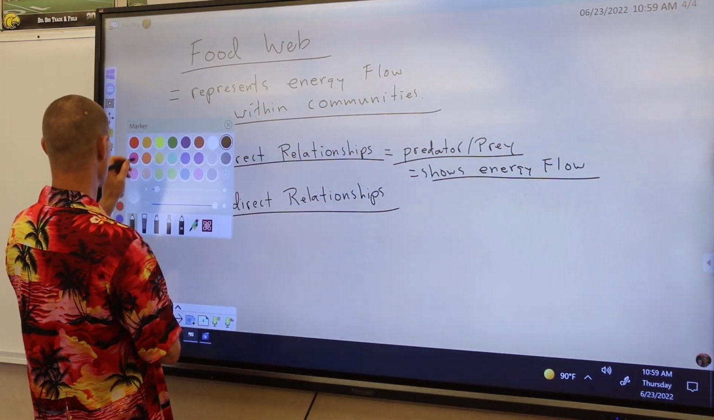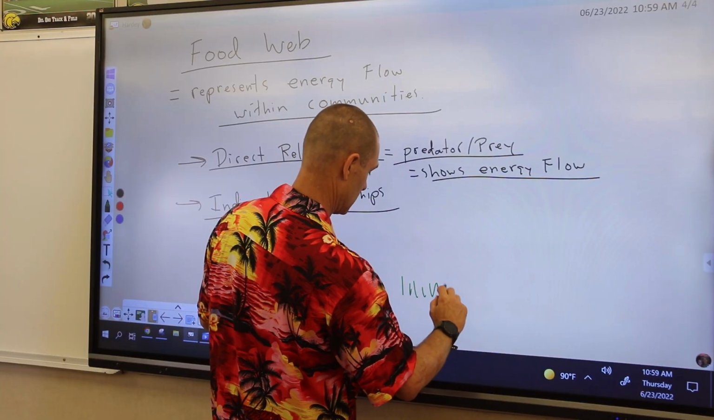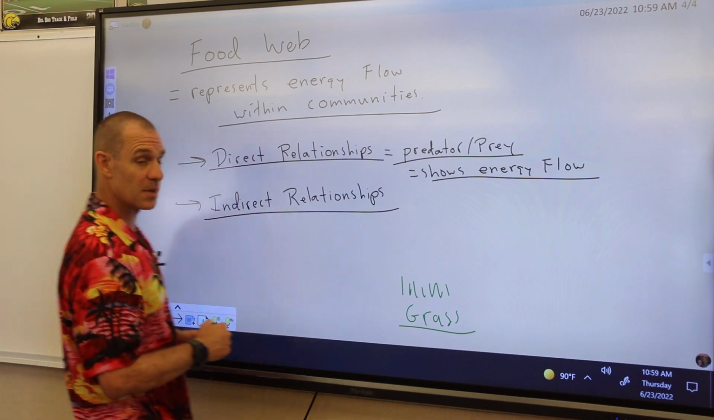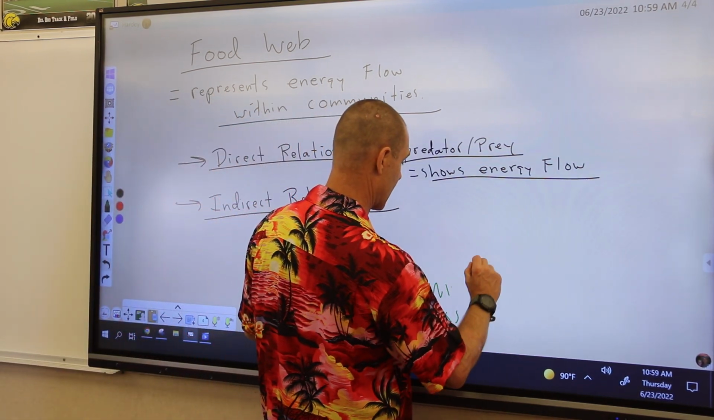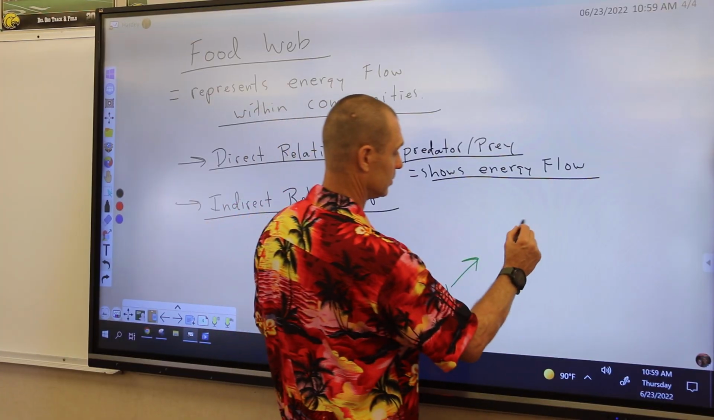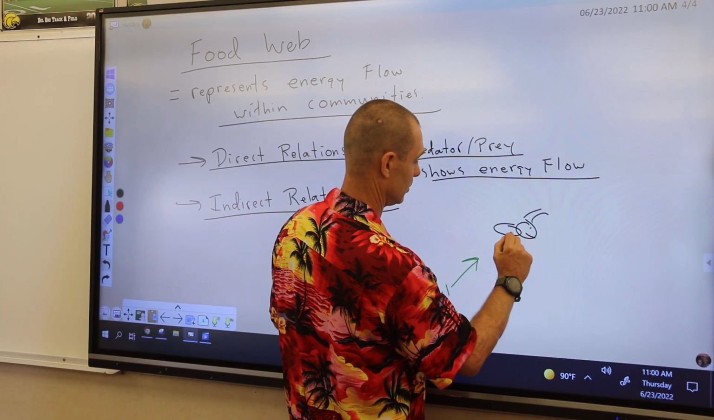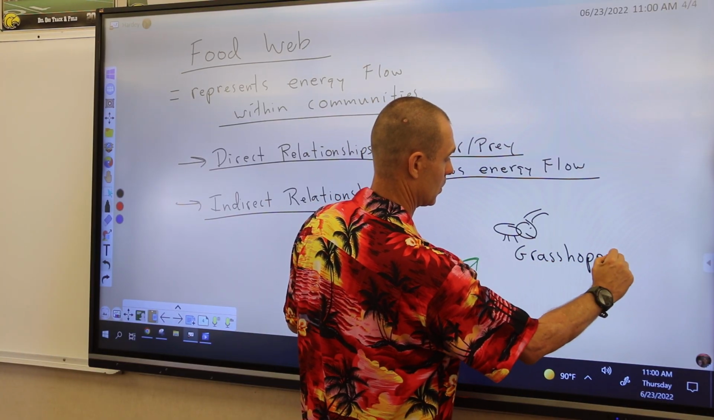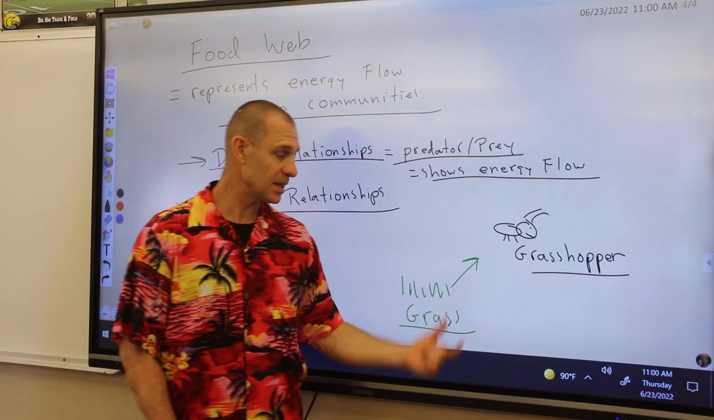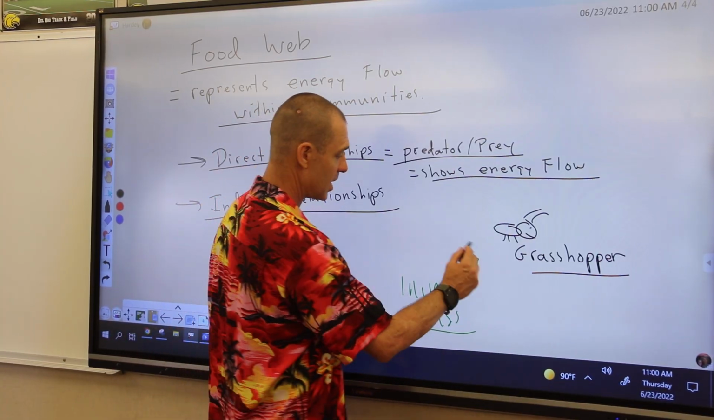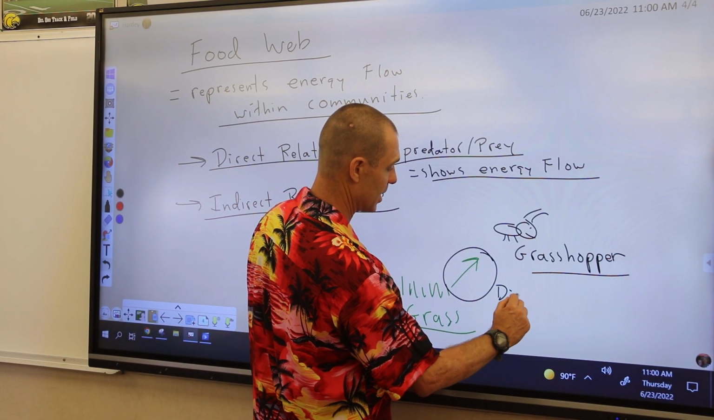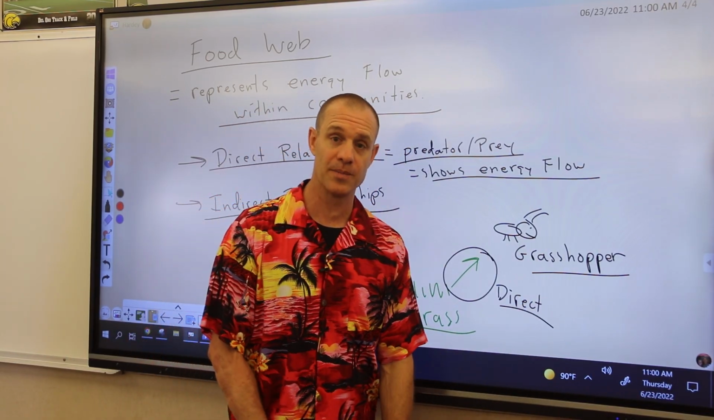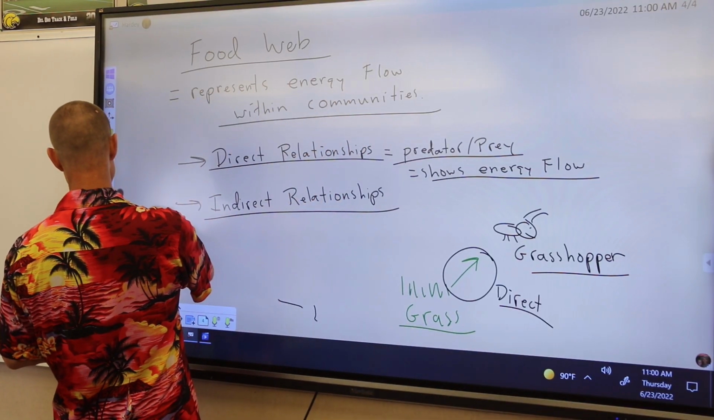And so if I've got some grass in an ecosystem and I have an organism that might be eating off of that grass, for instance, I might have a grasshopper, and that grasshopper is eating the grass. Well, this arrow right here shows a direct relationship because it's showing the energy flow from the grass to the grasshopper. Okay? There might be another organism that's eating off of that grass.